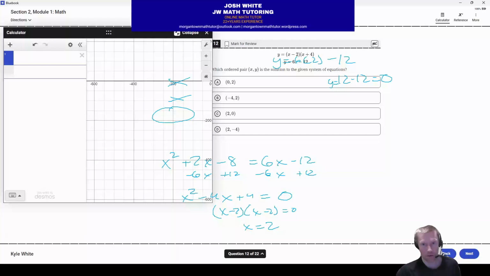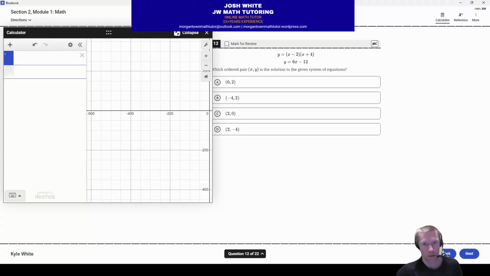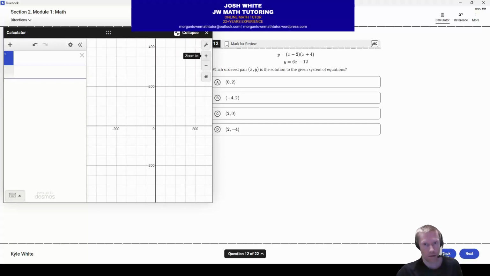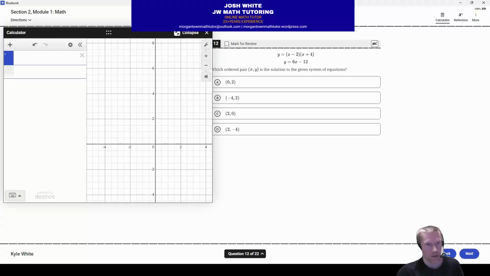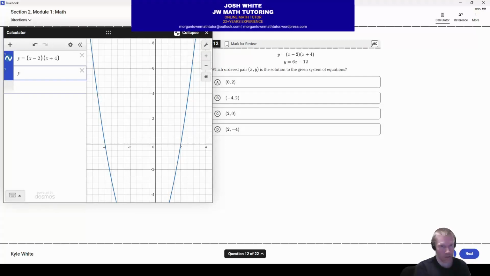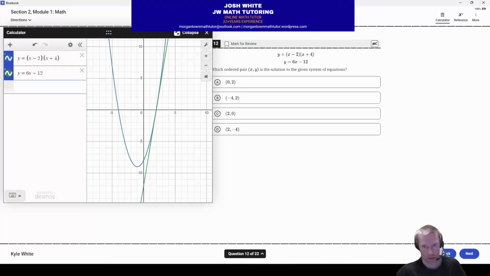Just to zoom in. Also, one second, let me clear the screen. Okay, so we got a better view. And again, you can type these equations in just as they're given. You don't need to do anything to them. You don't need to multiply it out. Okay, so here are the two equations, and basically we're looking for the intersection point.